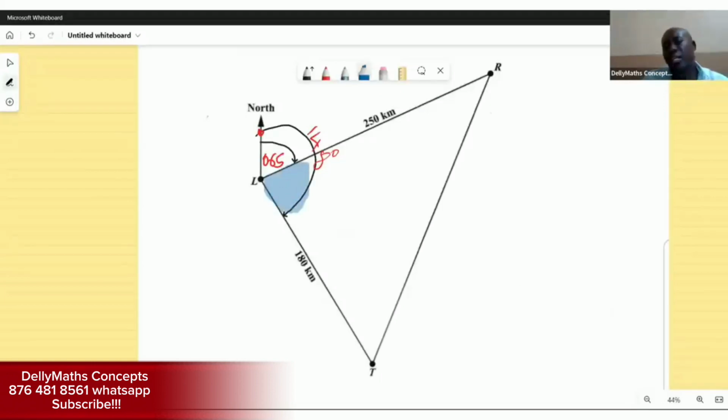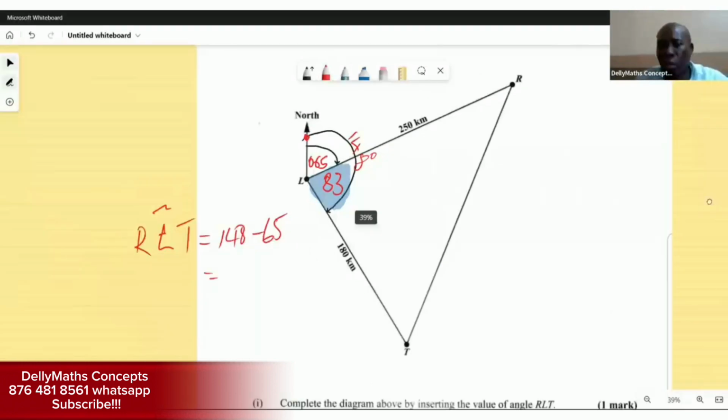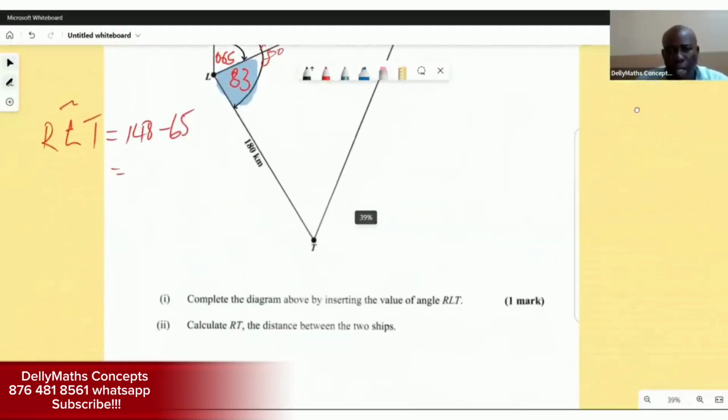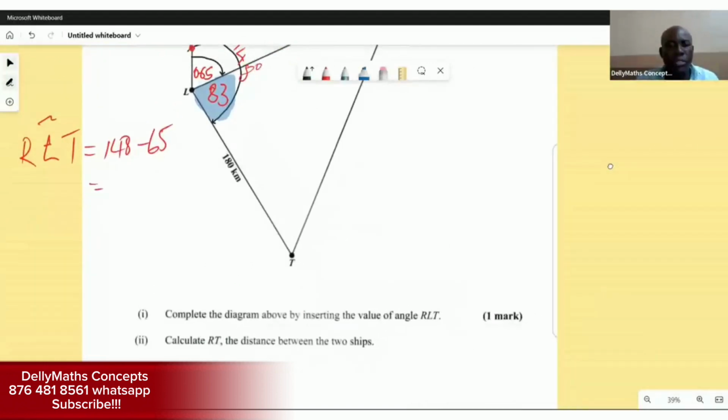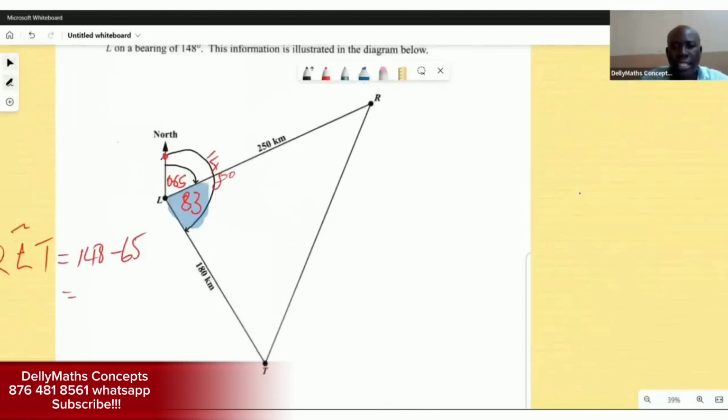So it's that angle in the triangle there, which means that we have to find RLT by subtracting 65 from 148. So you could see that you will take your 148, take out the 65, and then you're left with this angle in the triangle here that they asked for. So now that we have done that, that's what they wanted to put on. We get one more. Now they're saying, using that, we want to calculate RT, the distance between the two ships. So we want to calculate this distance right now.